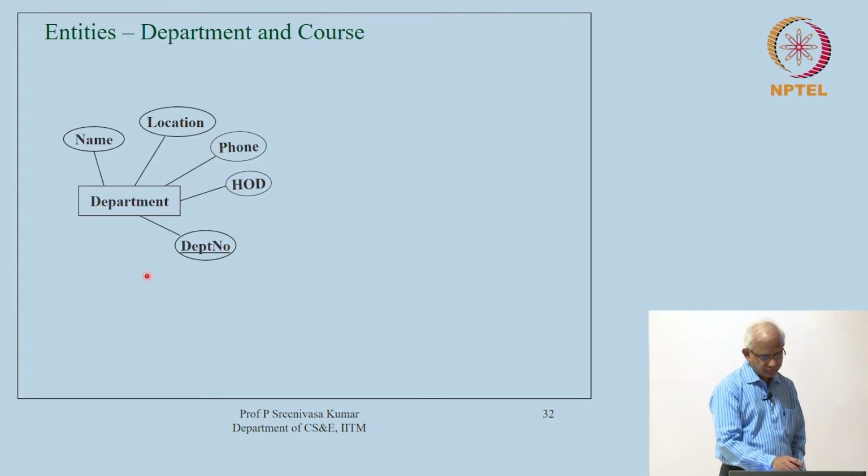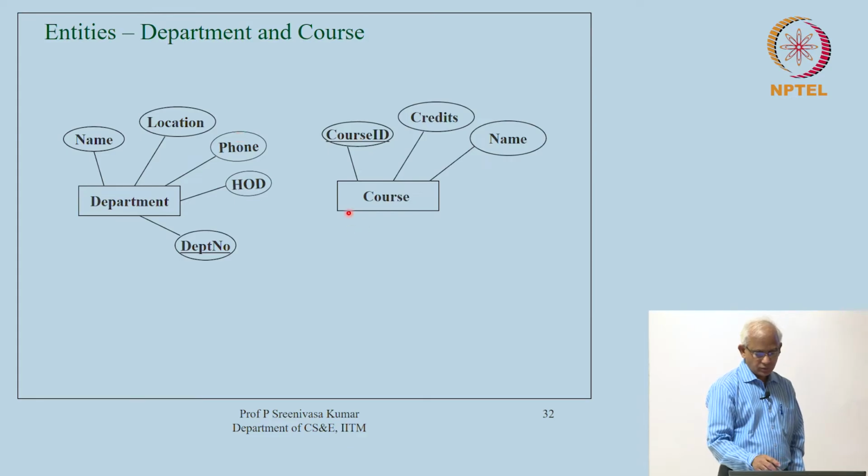And then we have the department. Department has a department number which serves as the key attribute, and it is headed by a professor. So, we capture that through a HOD attribute, and then name of the department, location, phone number. Course entity: course ID, credits and name.